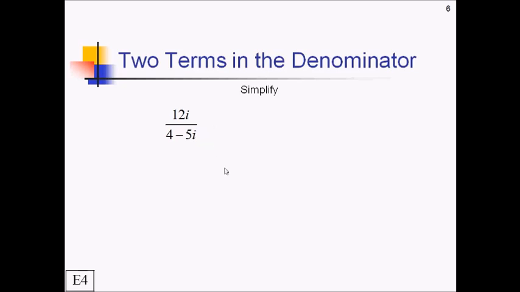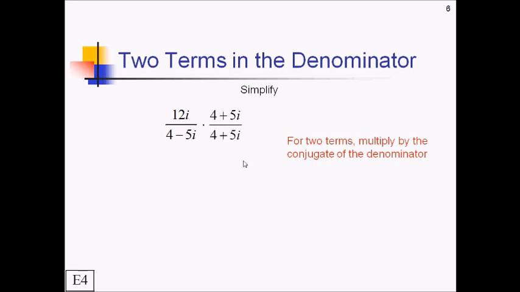You might remember when we were multiplying complex numbers, the only time you were ever actually able to end up with just a single real number as an answer is when you multiplied a complex number by its conjugate. So that's what we're going to do here. If you have two terms in your denominator, multiply by the conjugate of the denominator. Now in this case, that's going to be 4 plus 5i over itself. And let's see what happens if we do that now.